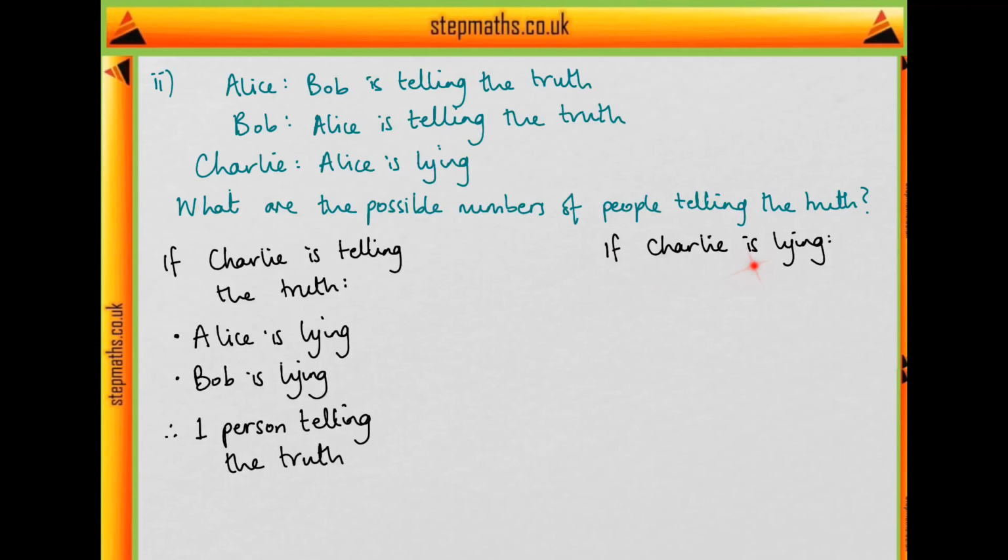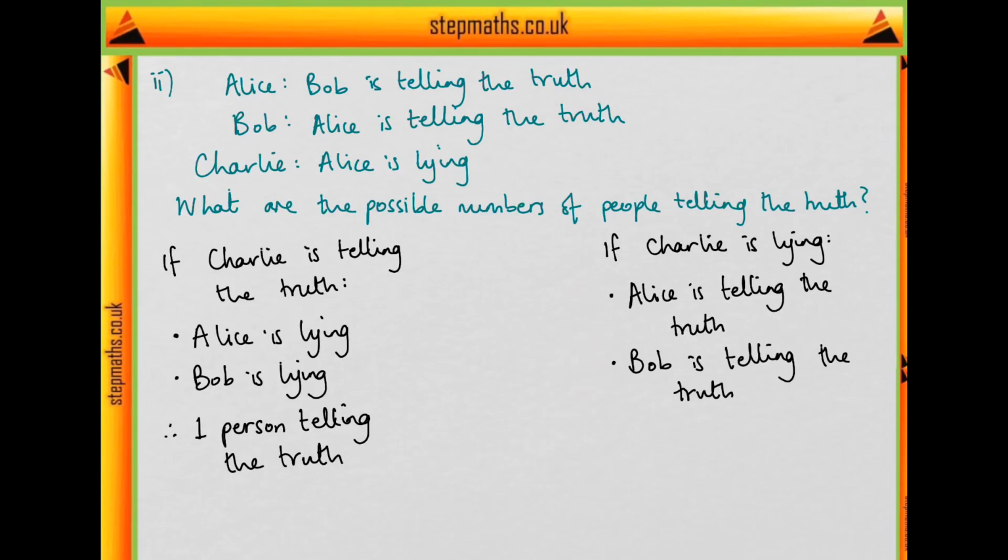Okay, now, so what about if Charlie was lying? Then when he says that Alice is lying, that's going to be a lie, and so that means Alice is actually telling the truth. And if Alice says that Bob is telling the truth, and that's the truth, then that must mean that Bob really is telling the truth. So we see that both Alice and Bob are telling the truth. So in this case, we have two people telling the truth. So the possible numbers of people telling the truth is going to be 1 if Charlie is telling the truth, or 2 if Charlie is lying.